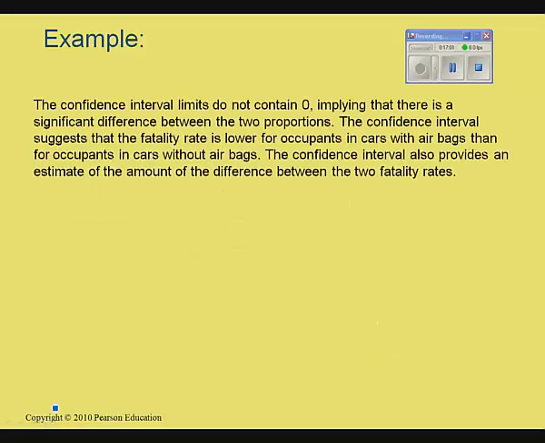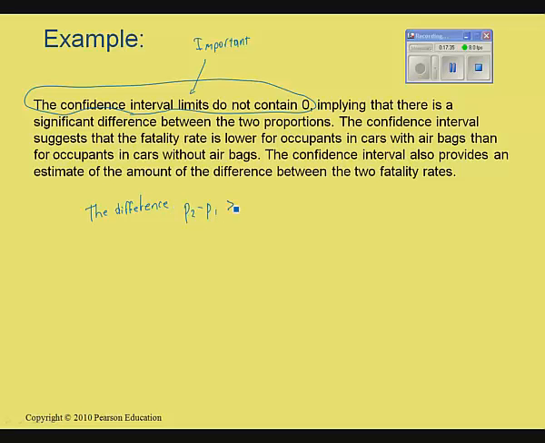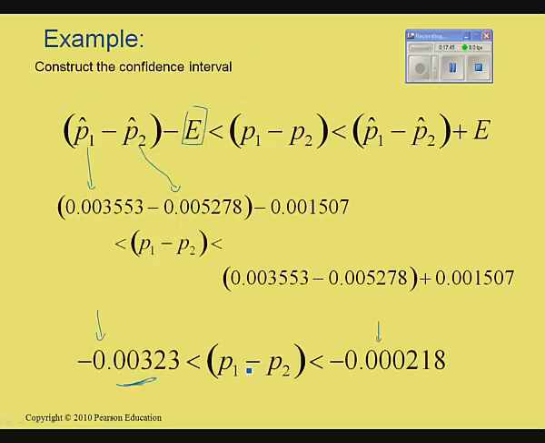But here is the important fact about your confidence interval. The confidence interval limits do not contain 0. Ooh, that's important. Because that implies there is a difference. The difference is positive. That's what we're implying. Now, are we certain that the difference is positive? No, we're not certain. Take a look at those numbers again, right? I mean, maybe the difference is only this much.